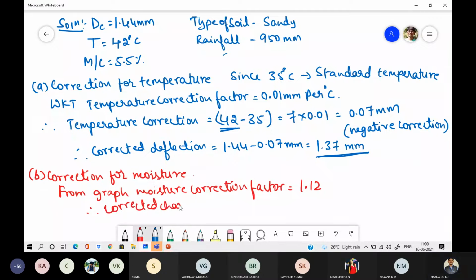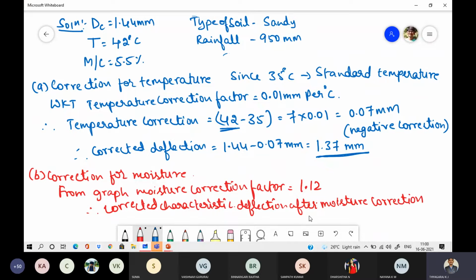Therefore, corrected characteristic deflection after moisture correction is equal to 1.37 into 1.12. Calculate the value. How much you are going to get? 1.37 into 1.12. 1.53. So this will be your corrected characteristic deflection after applying the temperature correction and the moisture correction.